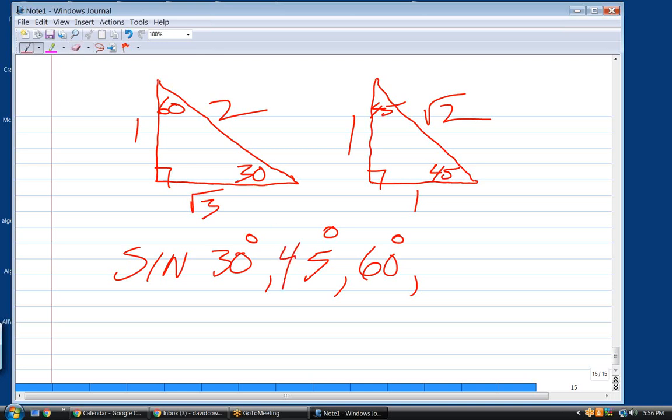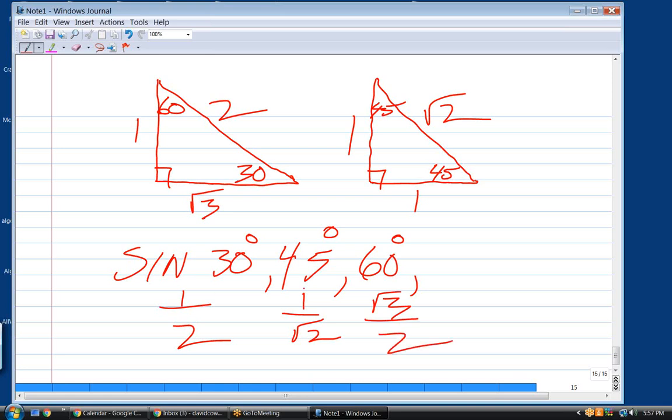What's the sine of 30 based on my triangle? 1/2. Yes. What's the sine of 45 based on my triangle? 1/√2. And what's the sine of 60 based on my triangle? √3/2.